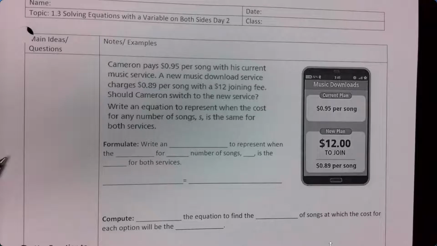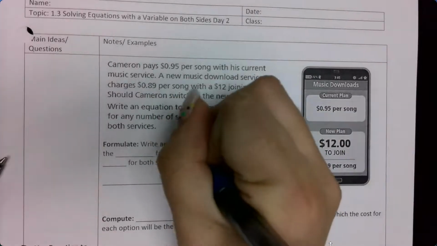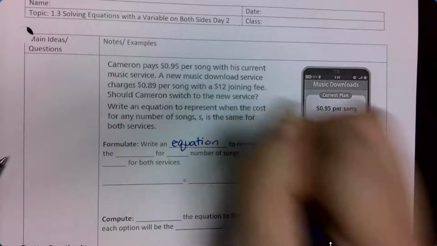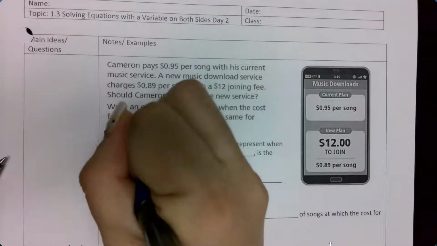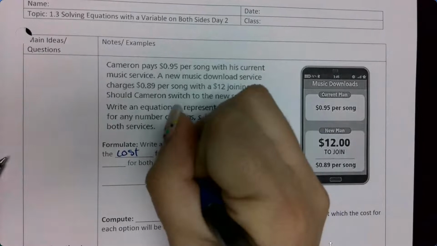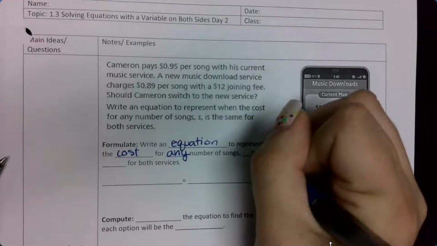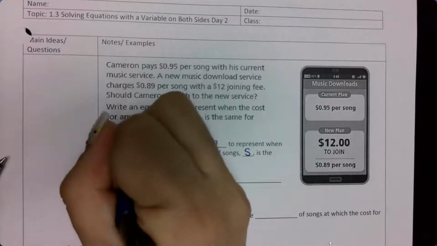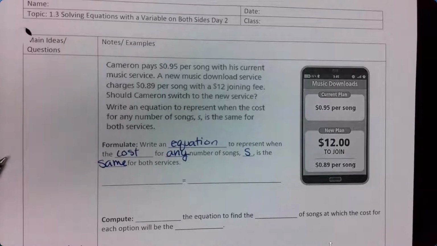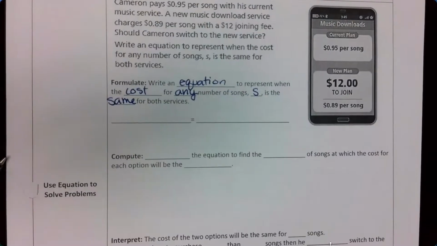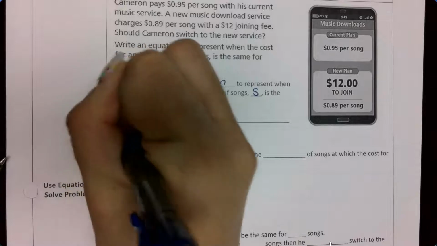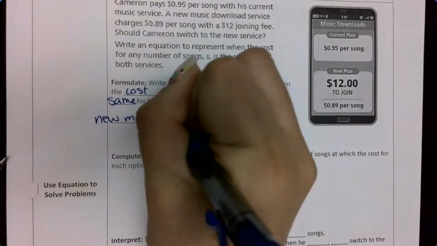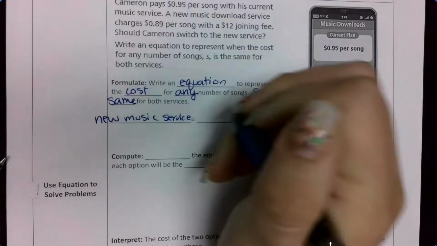So the first thing I want to do is write an equation to represent when the cost for any number of songs S is the same for both services. So what I'm looking for is the new music service to be equal to the current music service.